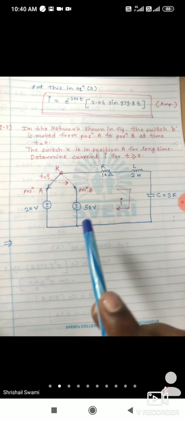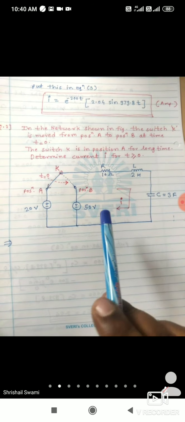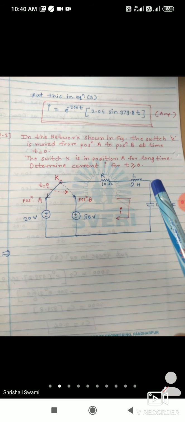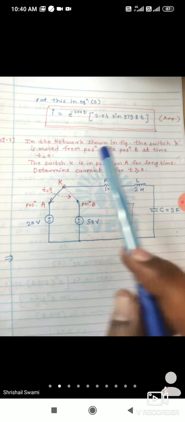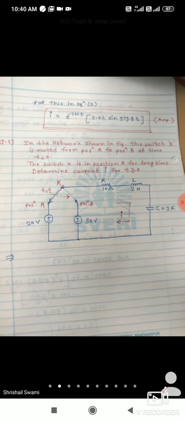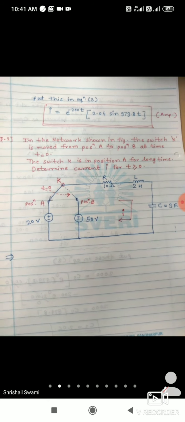I gave the question in the last lecture. Once again, you can note down the question if you have not noted it. Then carefully read the question. What are the given things? Carefully observe the circuit diagram, and then you can start to find the solution for the current.